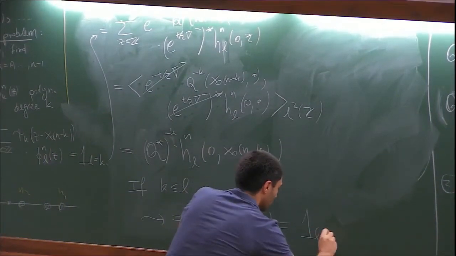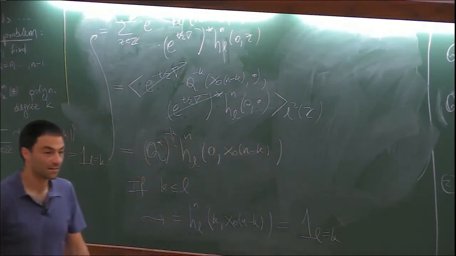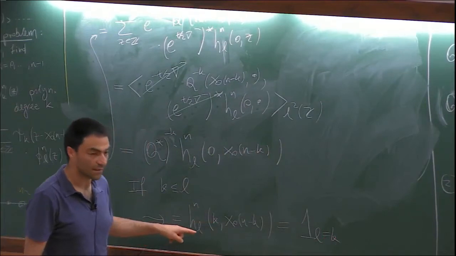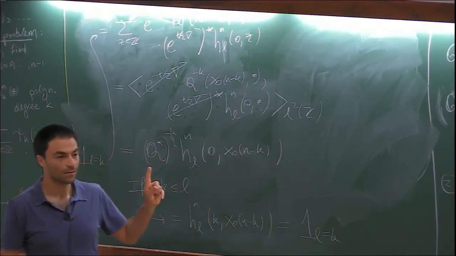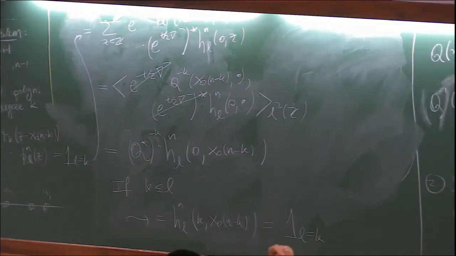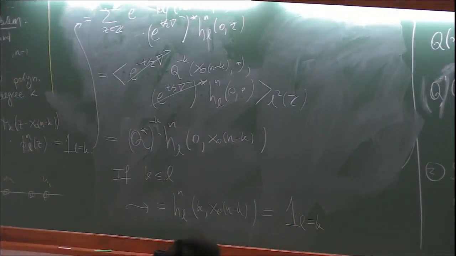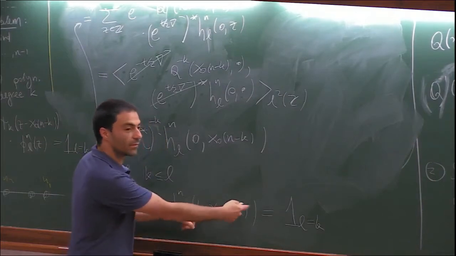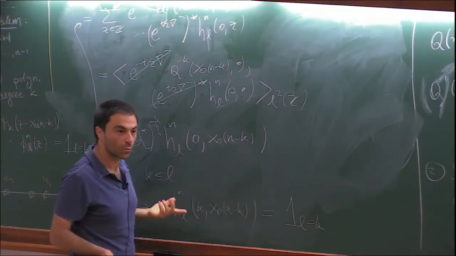I'm going to write the answer because, of course, it has to be this. So when k is less than L, this is 0 because of the boundary condition. When k equals L, this is 1 because of the initial condition. The initial condition says h k of z equals 2 to the z minus x0 of n minus k, and that's exactly what I have here. So I'm going to get 2 to the x0 n minus k minus x0 n minus k. That's 1.